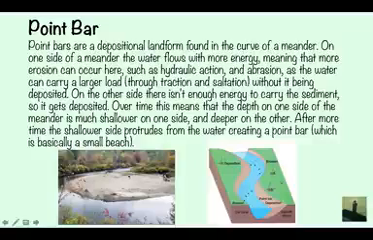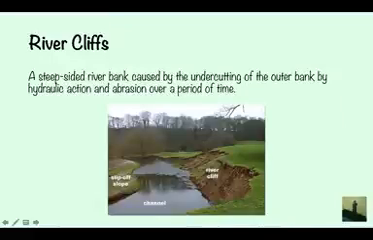So you can see here is a photograph of the point bar, and here's the diagram showing what's happened. The faster flowing water is coming here, and so the sediment can be transported. But on this side, there's not enough energy for the sediment to be transported, so it gets deposited, and that creates a point bar.